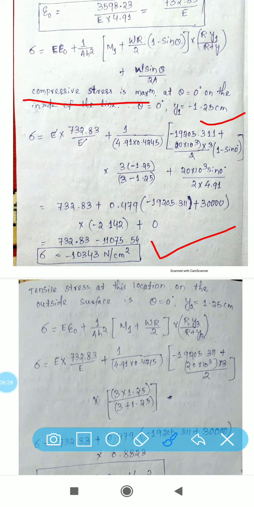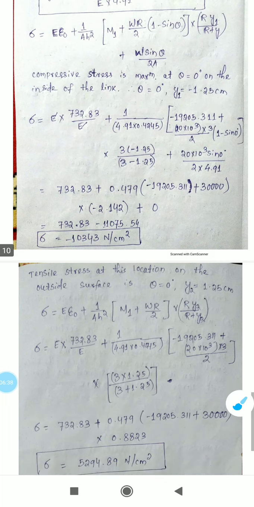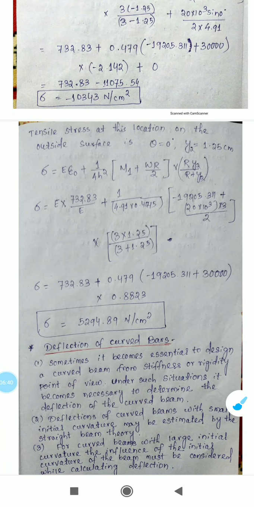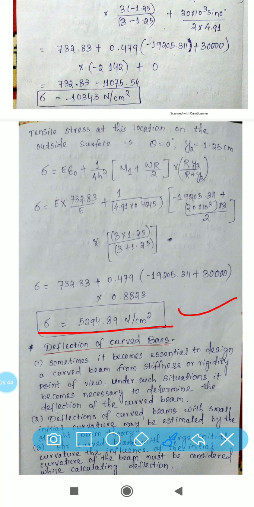Similarly, tensile stress is maximum at the outside surface, that is theta equal to 0 degree, and y2 is equal to 1.25 centimeter. Then put all values for this. Finally you have the value: sigma is equal to 5294.89 newton per centimeter square. This is our final value. Thank you.